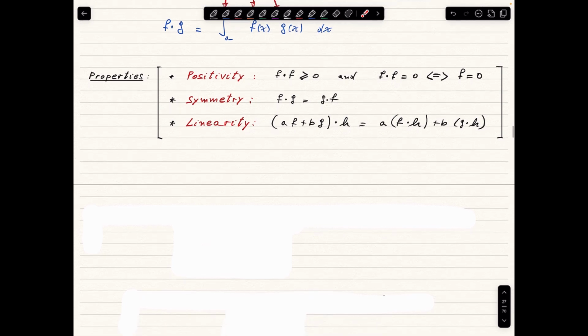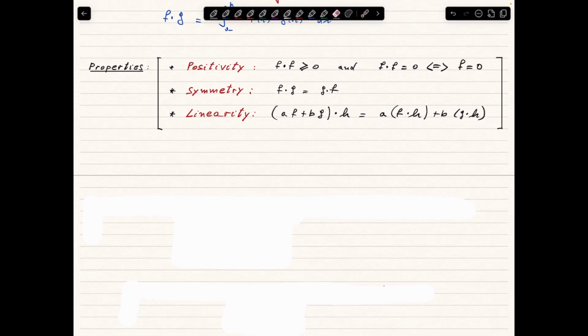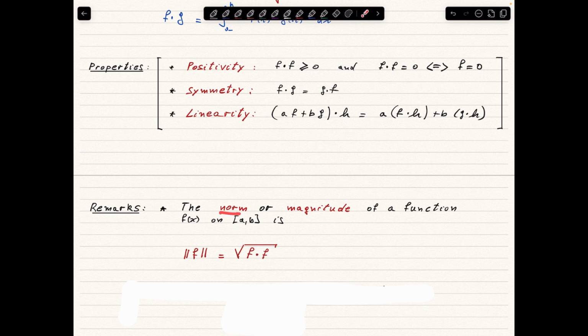So this is a good dot product, and with it we can introduce the norm, the magnitude or the length of a function, in the same way we define the length of a vector. If we have a function f of x on the interval ab, we can define the magnitude, or the length, or the norm of the function as the square root of the dot product of the function with itself. This is not a problem because of the positivity property. The square root will always give you a real number, and this is nothing more than the integral from a to b of the function f of x squared dx, and then we compute the square root.